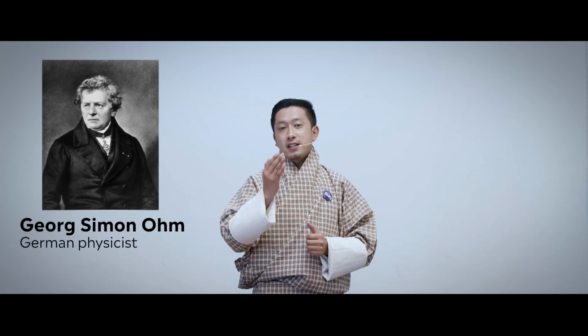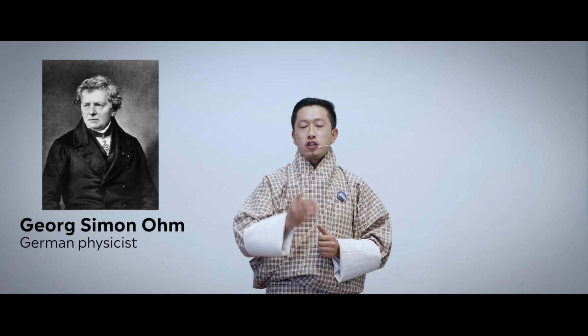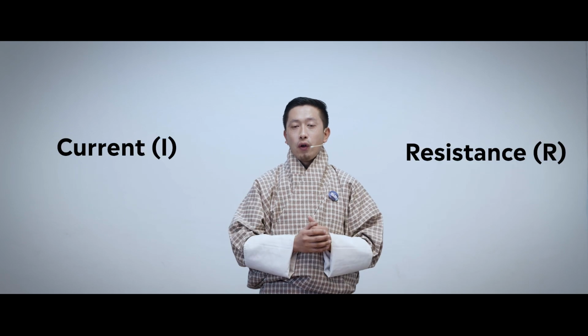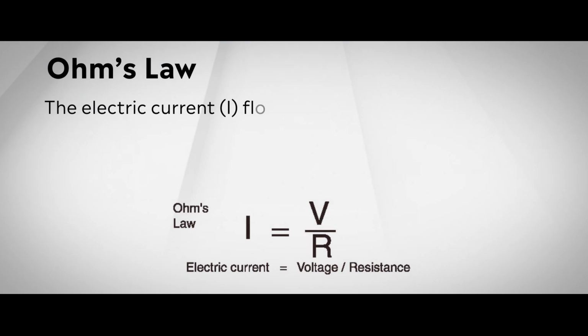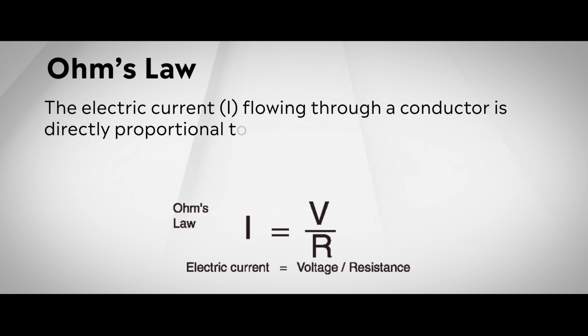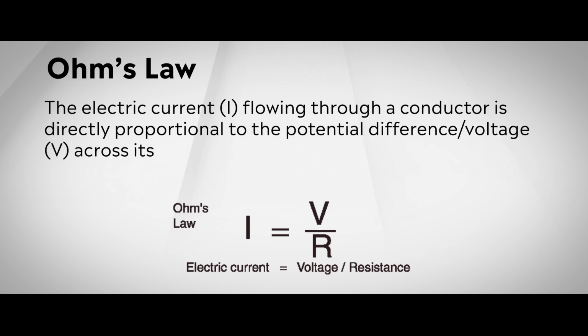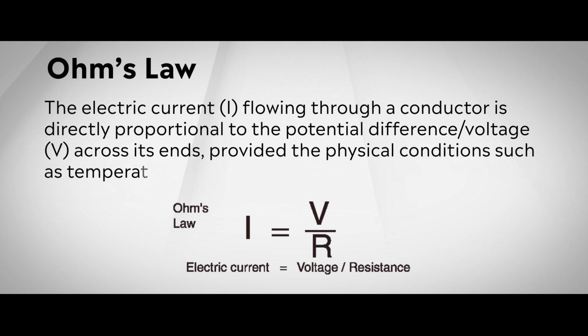German physicist George Simon Ohm established a very perfect relationship between current, resistance, and voltage, and in the scientific world this relation is known as Ohm's law. According to Ohm's law, the current flowing through a conductor is directly proportional to the potential difference applied across its ends, provided the physical conditions like temperature and pressure remain constant.